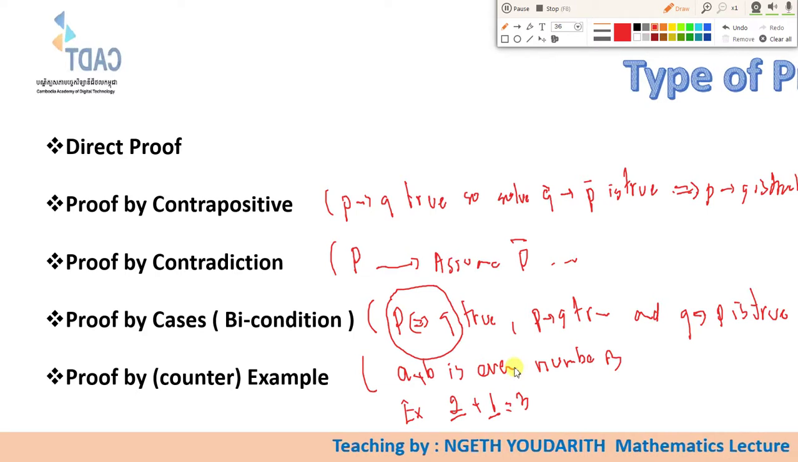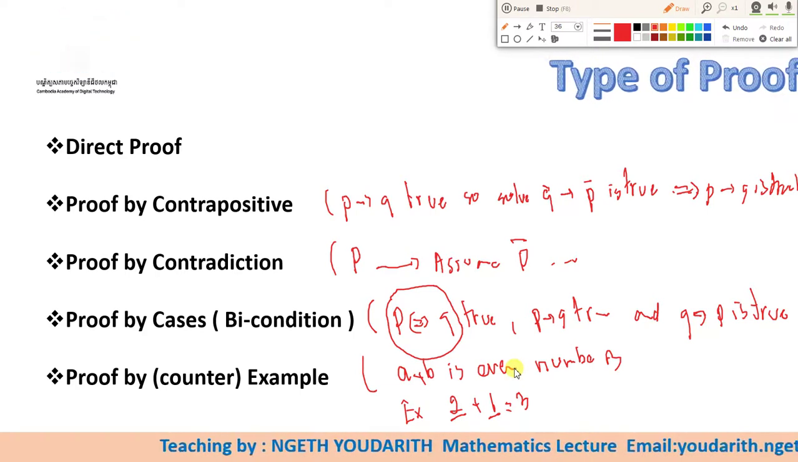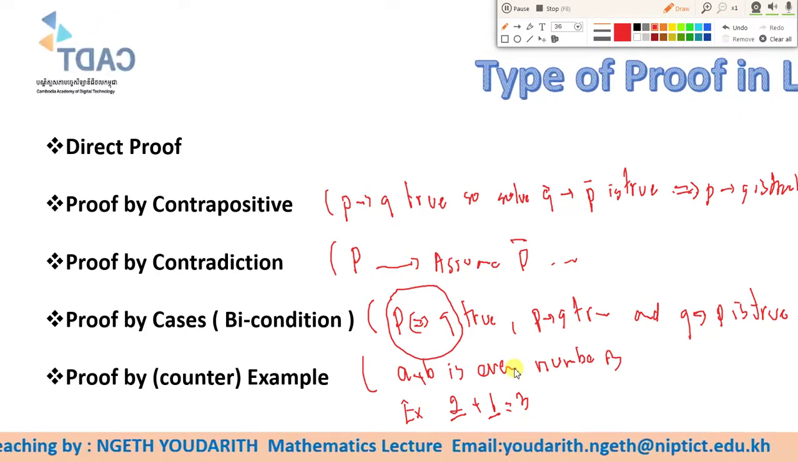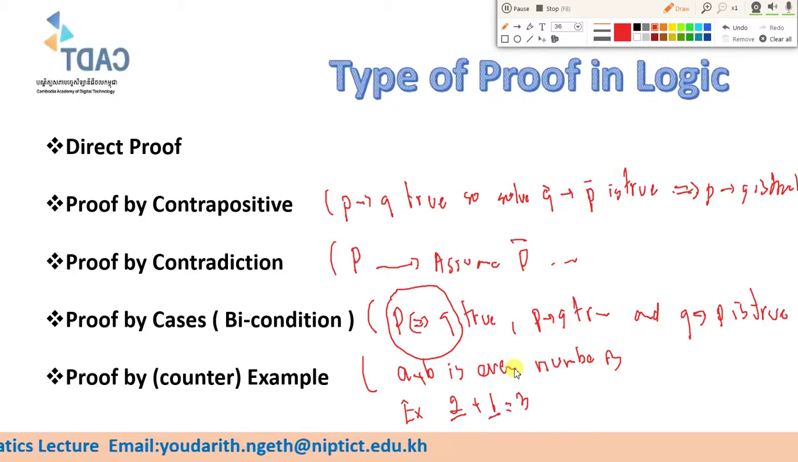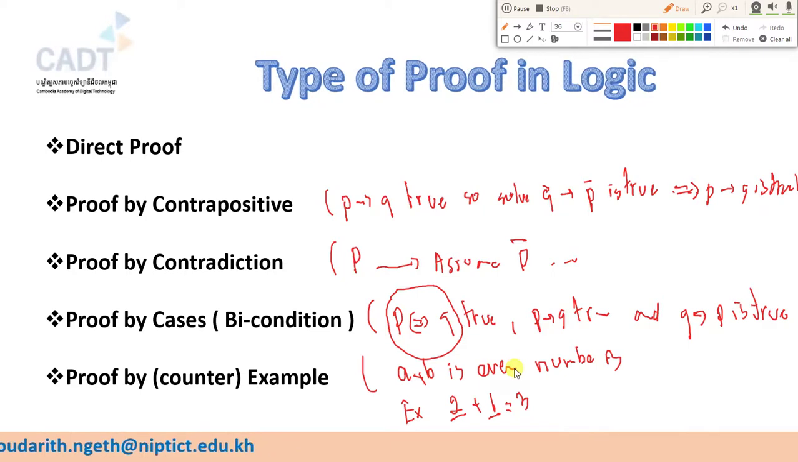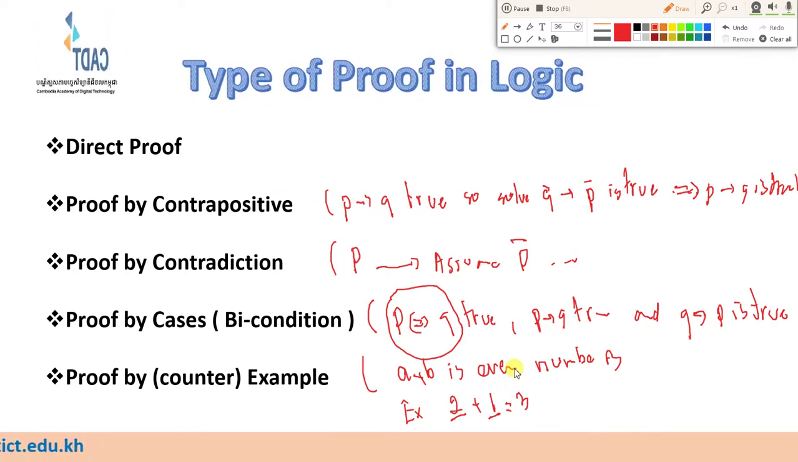It's not true at all. It's only true for some of the information. It's not true at all. This is our proof by counterexample. Our example.